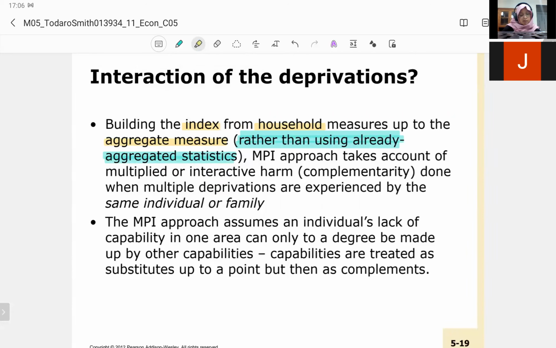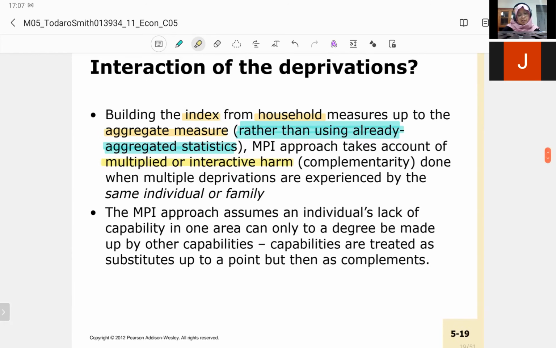And then the MPI approach takes account of multiplied or interactive harm done when multiple deprivations are experienced by the same individual or family. So someone can be deprived in health, and at the same time, that person can also be deprived in education, for example. MPI can take account of that matter. And then the MPI approach assumes an individual's lack of capability in one area can only to a degree be made up by other capabilities. Capabilities are treated as substitutes up to a point, but then as complements.